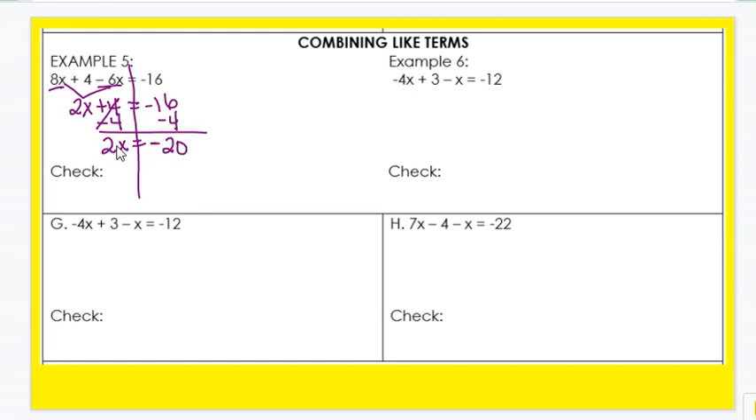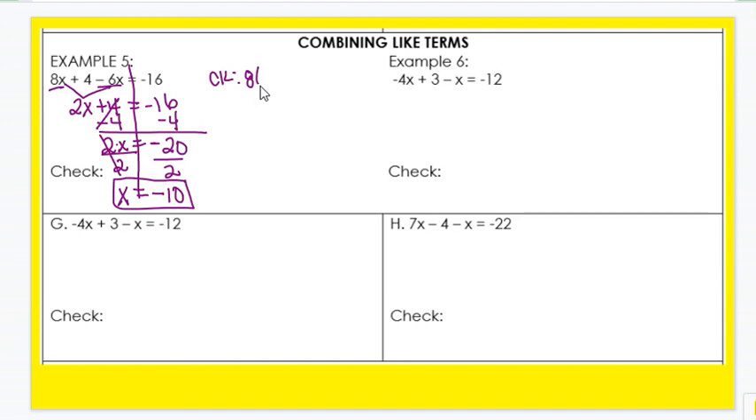Now we have 2x, so this means 2 times x. We're going to get rid of it by dividing by 2, because that's the inverse. And so we get x equals negative 20 divided by 2 is negative 10. And we're ready to check it.